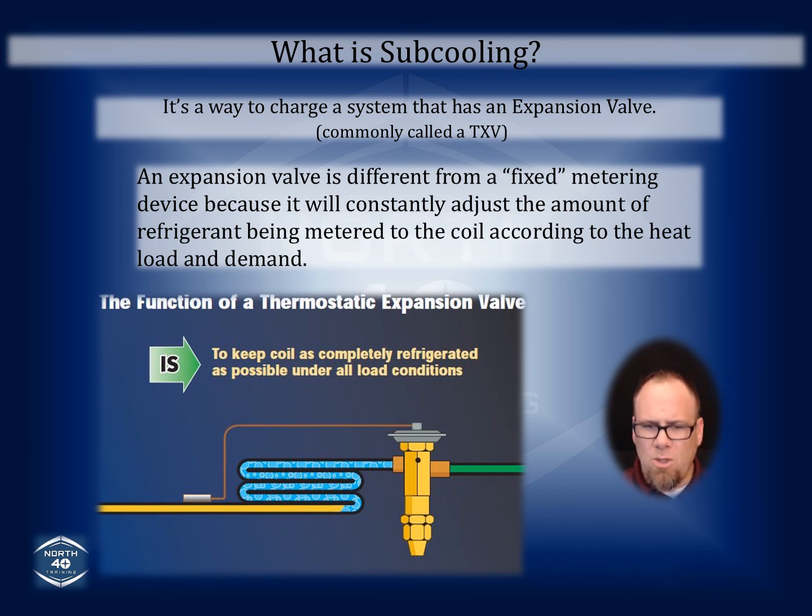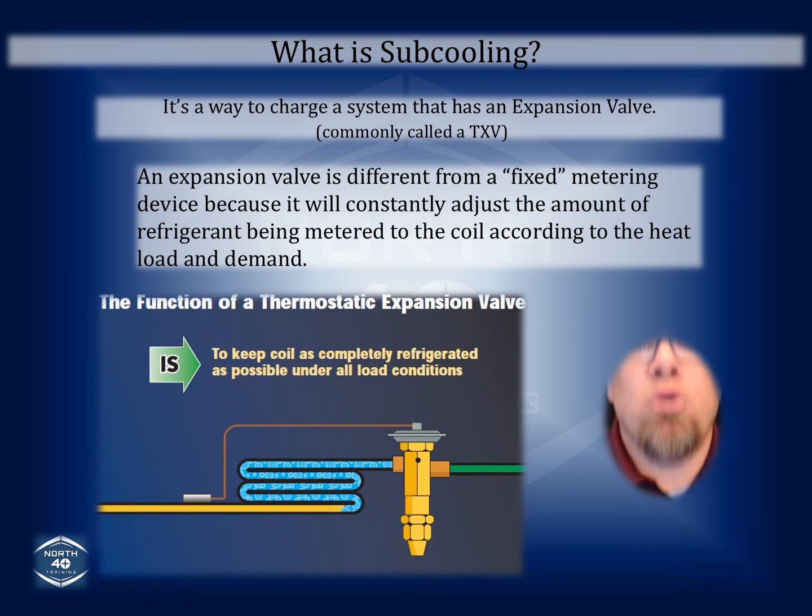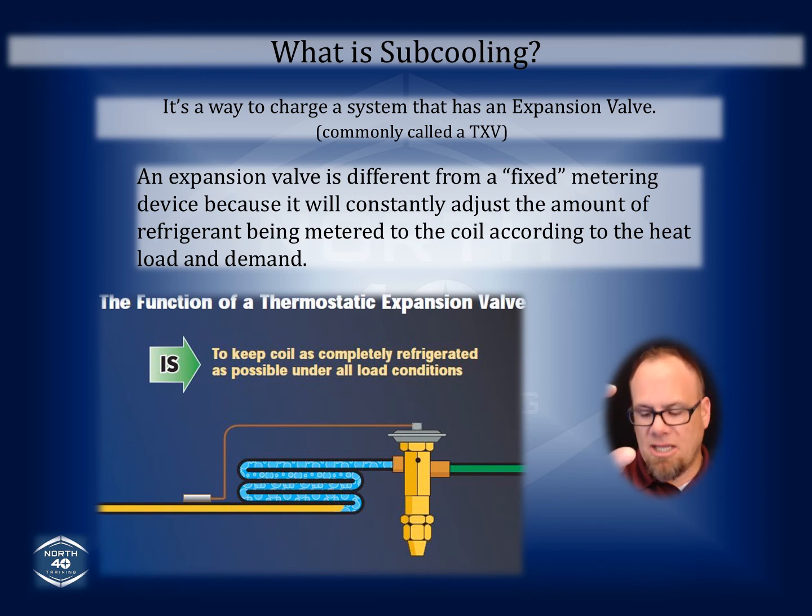So remember, just in recap, the difference between an expansion valve and a piston is the type of charging procedure that you will use to charge the system. Subcooling is always used on an expansion valve. It's done on the liquid side of the system, or the high side of the system. Subcooling is a factor of the difference between the high side temperature on the gauge and the high side temperature on the liquid line itself.